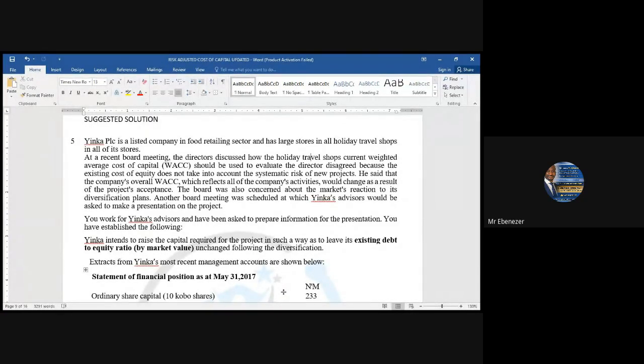Hold on. Thank you. Can you see? Now, there is an argument again between the director and the board. One person said, oh, they should use the existing WACC. The director says no. This WACC for the cost of equity does not include the systematic risk of a new project. So why are we going to use it? You can go ahead, please.